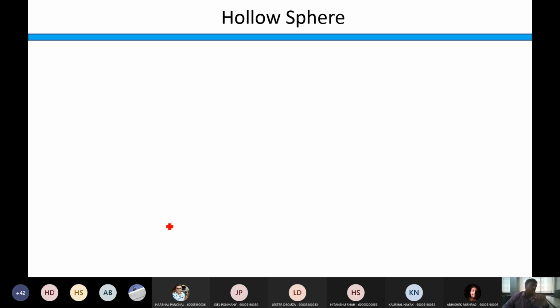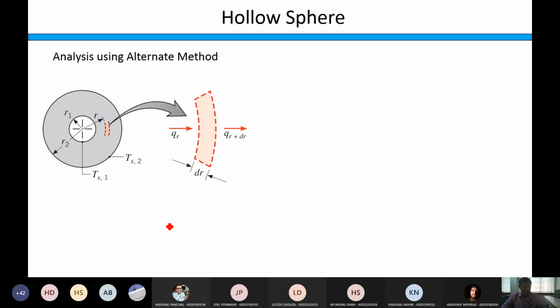Okay. Now we'll analyze the case of a hollow sphere using this approach. So look at the alternate analysis method. This time I have shown only the hollow sphere in 2D. The inner radius is R1, the outer radius is R2, and I am taking any random radius r from the center. The temperature at this location will be T. Ts1 is the inner surface temperature and Ts2 is the outer surface temperature. And this is the ring whose exaggerated view I am showing here, having thickness dr. As this is a spherical system, the thickness will be dr.